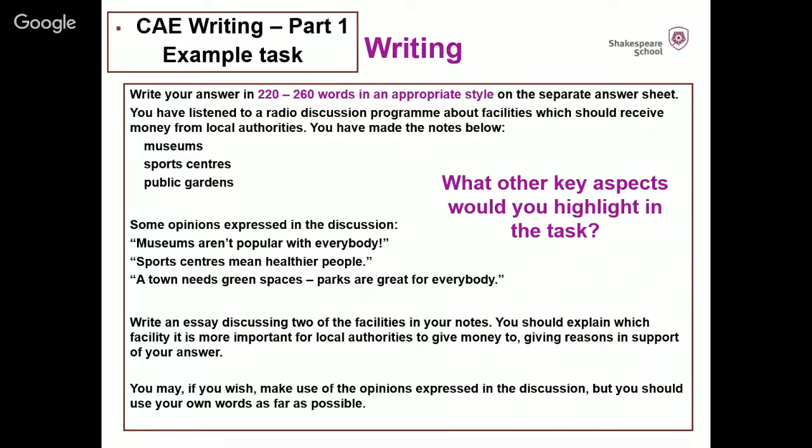Tatiana, wide range of vocabulary, excellent, bravo. Flavia, facilities and local authorities, absolutely key and important information therefore. Anything else? Oh, what facility is more important? Yes, support your answer, use your own words. Excellent, Eugen. Using your own words, we'll get back to that. 2 of the facilities, bravo, Dragos, very important. Aha, and the local authorities, yes.